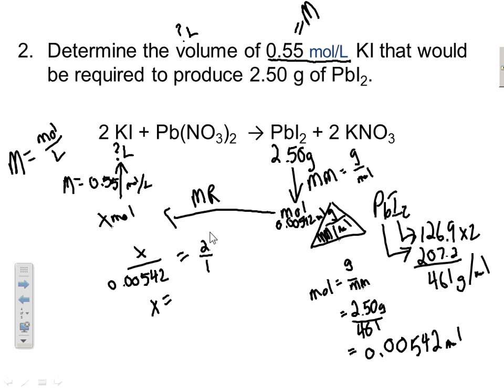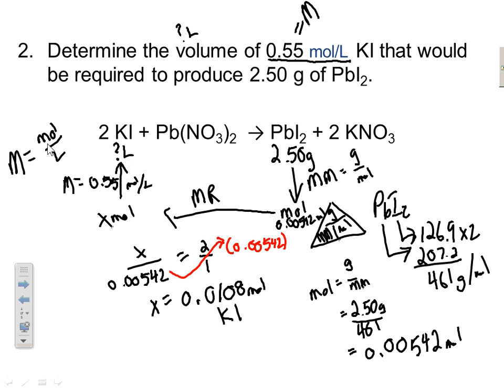Again, I'm going to bring this guy up here, law of opposite operations. 0.00542, and then it's going to be times 2 divided by 1. So that number times 2, I don't have to actually divide by 1, and I get 0.0108 moles, and that's moles of KI. Moles of KI. All right? Okay, so now we've got our moles of KI.